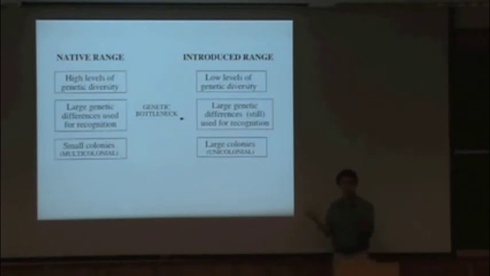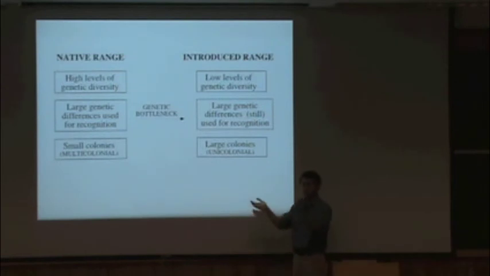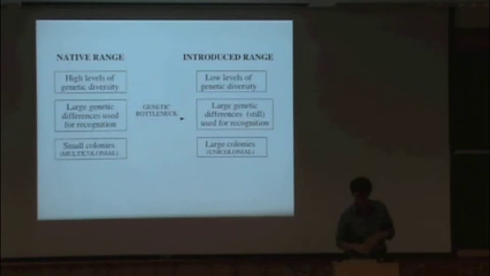And so we have these high levels of genetic similarity that are translating into high levels of sociality across large geographic areas, because Argentines are still using the rules for accepting or rejecting individuals that evolved in the native range. And so you have these large, ecologically dominant supercolonies forming.